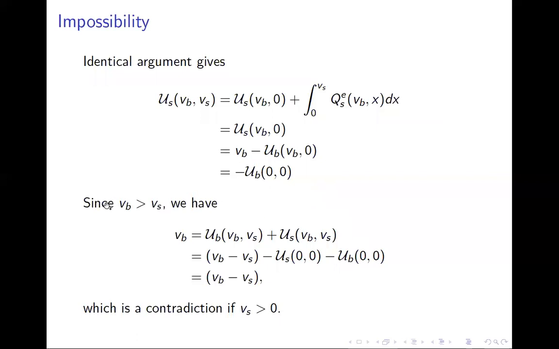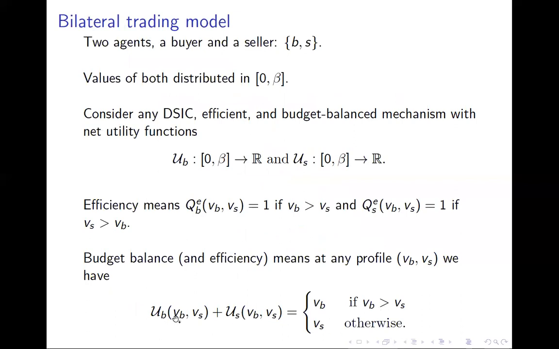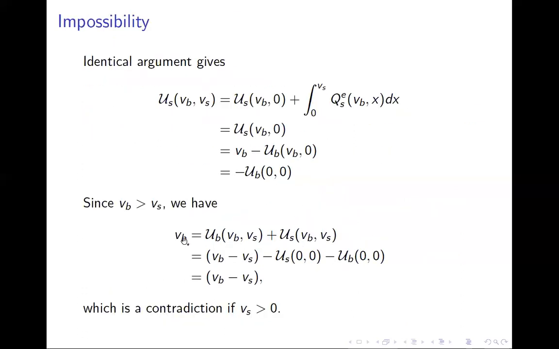So we get this. That means that at this type profile where V_B is greater than V_S, we can use the fact that U_B plus U_S is equal to V_B, because V_B is greater than V_S. So V_B is equal to U_B plus U_S, but U_B is this and U_S is this. If you substitute, then we get V_B minus V_S minus U_S(0,0) minus U_B(0,0). But U_S(0,0) plus U_B(0,0) is equal to 0, again because of budget balance and efficiency. So this is equal to V_B minus V_S. This is a contradiction as long as V_S is greater than 0.